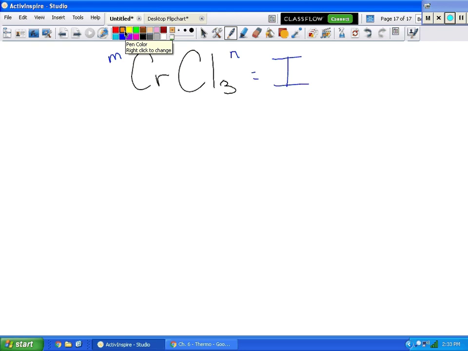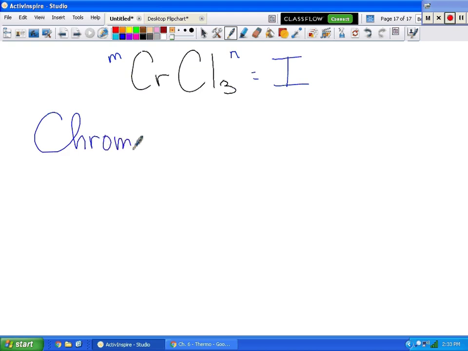What will you not see anywhere in this name? You will not see any prefixes anywhere. So I better not see a "tri" anywhere in this entire naming system for this particular problem. Robin, you've already told me that it's a metal, and that it's chromium, so I'm going to go ahead and write chromium.